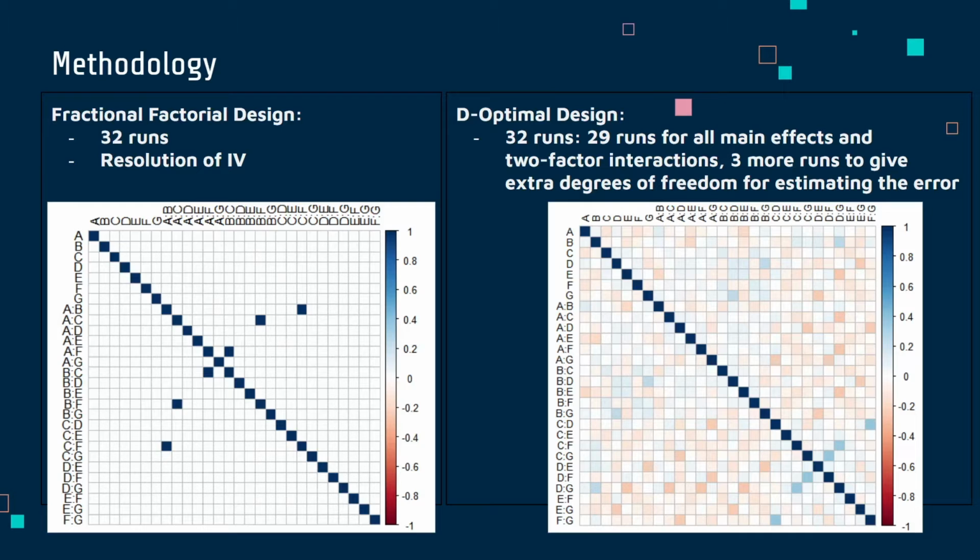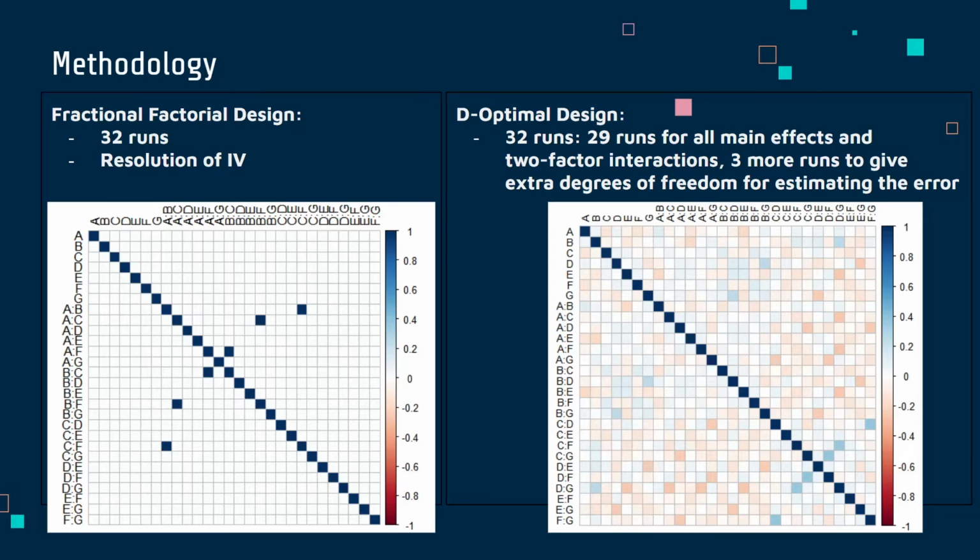There are two strategies for designing the experiment. The first one is called fractional factorial design. In this design, it has a resolution of 4, and there's no alias between the main effects or between the main effects and the two-factor interactions. So the advantage of this design is that it evaluates all main effects without any influences.